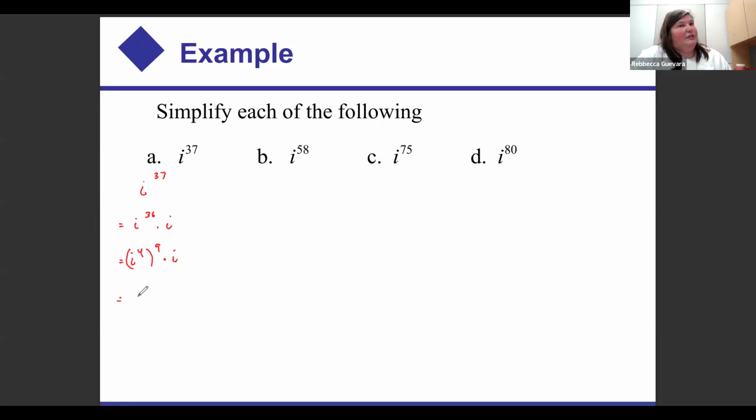So what we saw earlier is that i to the fourth is really just i squared, all squared, to the 9. So we know, once again, that i squared is just negative 1. And then I'm going to square that, and that's all raised to the ninth. So that is just 1 raised to the ninth. We're just left with i.